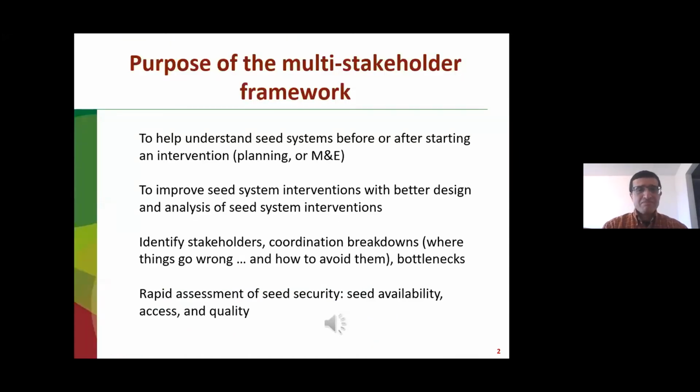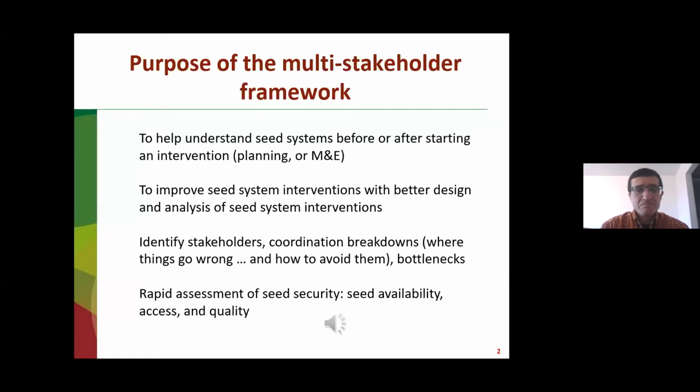Okay, let's start with the purpose of the multi-stakeholder framework. The first purpose is to help understand seed systems, either before or after starting an intervention. So in the first case it will be for planning, and in the second case for monitoring and evaluation. Then the framework is also very helpful to improve seed system interventions with a better design and analysis of seed systems interventions.